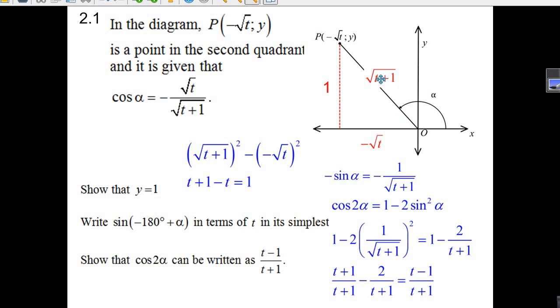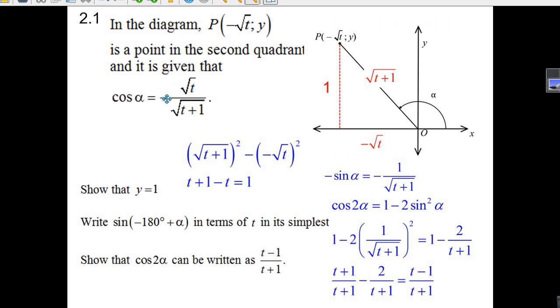They give you this diagram, and not the stuff in red. They give you this black thing here with a minus root t and y. There's a point P here, so that's minus root t to the left, and then something up. I don't know what it is yet, but there we go. And we know it's a point in the second quadrant, but they tell us that the cosine of this angle, adjacent over hypotenuse, is minus root t.